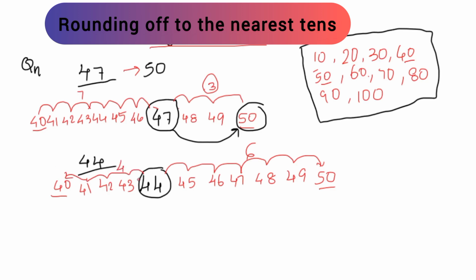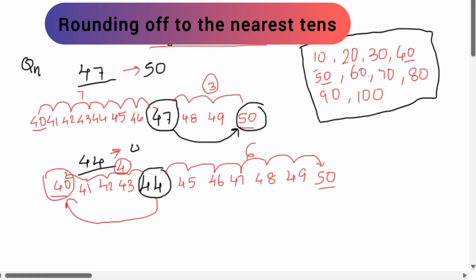So which number is smaller? 4 or 6? Yes, 4 is smaller. That means 40 is closer to 44. Therefore, we can round 44 to 40. I think it is very clear. This is the concept of rounding.